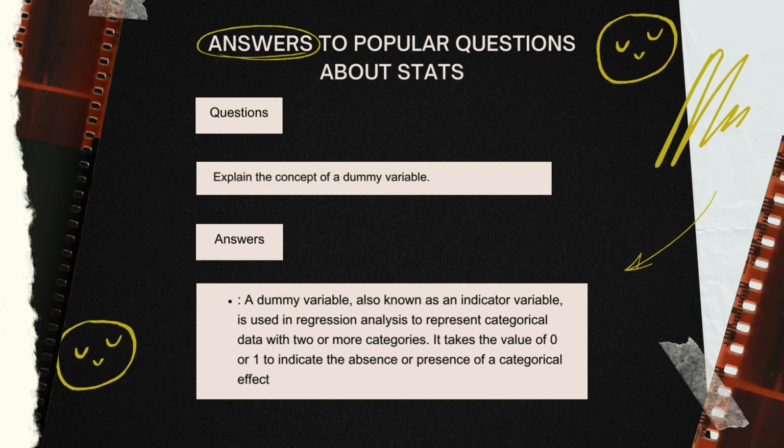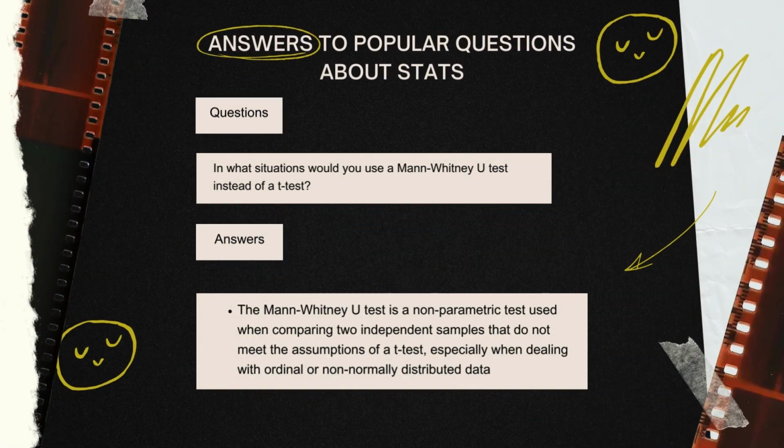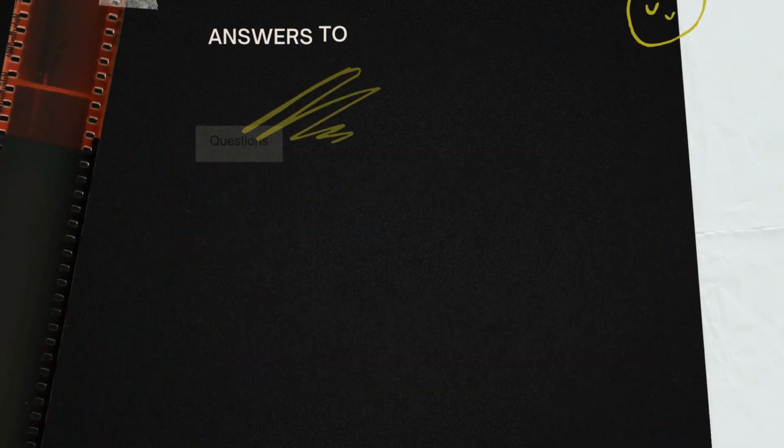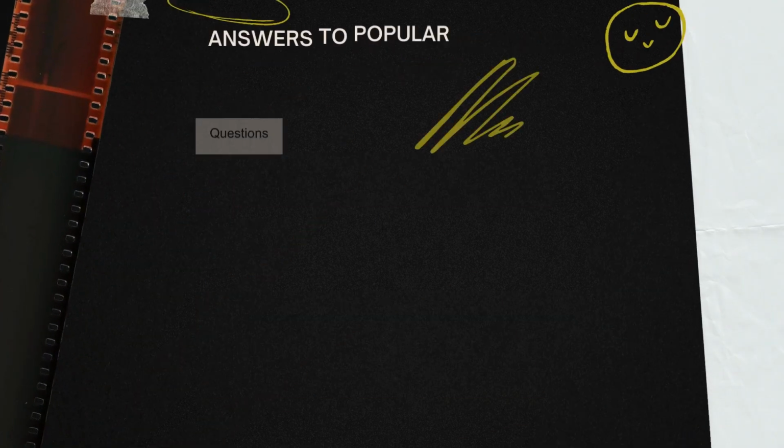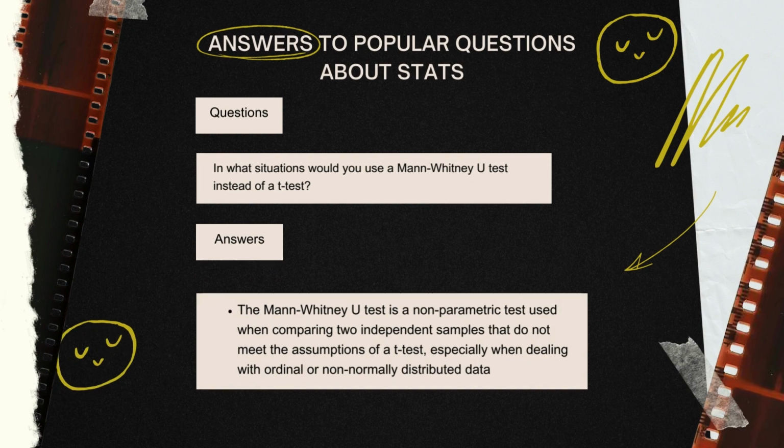categorical effect. Question: In what situations would you use a Mann-Whitney test instead of a t-test? Answer: The Mann-Whitney test is a non-parametric test used when comparing two independent samples that do not meet the assumptions of a t-test, especially when dealing with ordinal or non-normally distributed data.